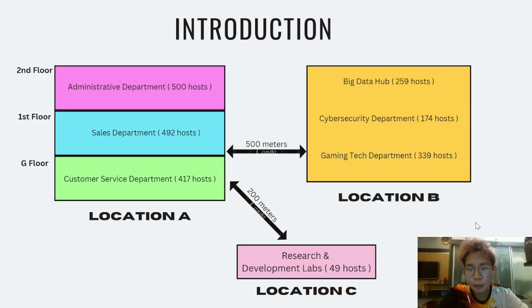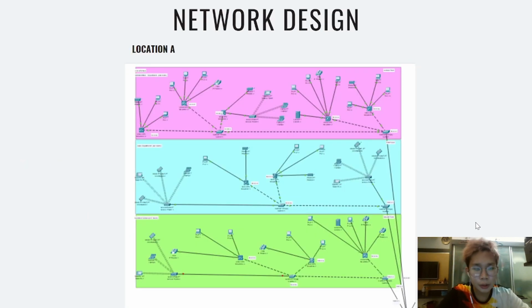And the next is location B, which is 500 meters away from location A, which consists of Big Data Hub, Cybersecurity Department, and Gaming Department. And the last is location C, which is 200 meters away from location A, which consists of 5 research and development labs. So this is the infrastructure design of location A.